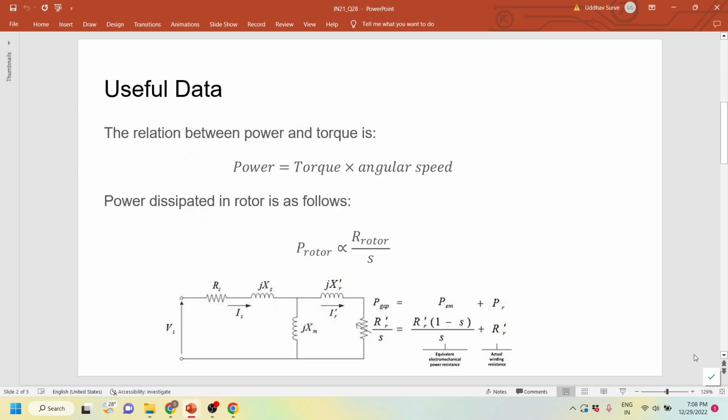So let us see the relation between power and torque. Power is equal to torque into angular speed, which is known as omega. Based on the equivalent circuit of the induction motor at the bottom of the slide, the equivalent resistance that represents the rotor is RR dash, the rotor resistance referred to the stator side, upon S. So RR dash upon S is the rotor power that is seen. If you rearrange this term into I square R form, you can split this resistance into two terms, which correspond to copper losses in the rotor and to the mechanical output power. However, this is of no relevance for this question. We shall be focusing on this: P rotor is proportional to R rotor upon S.